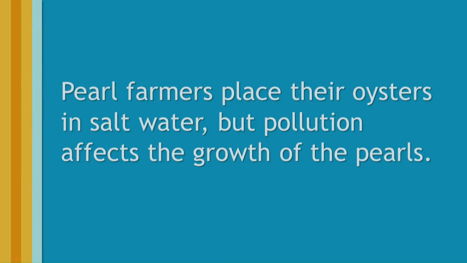For example, look at this: Pearl farmers place their oysters in salt water, but pollution affects the growth of the pearls. Now, we're going to look for that coordinating conjunction. The coordinating conjunction in this sentence is the word but. Now, I am going to hide it, and let's read what's on each side of it. Pearl farmers place their oysters in salt water. Okay, that's a complete sentence. And then pollution affects the growth of the pearls. Is that a complete thought or a complete sentence? Yes, it is.